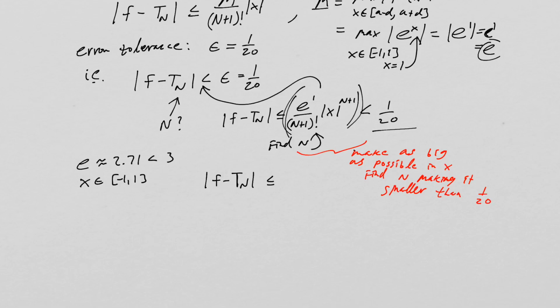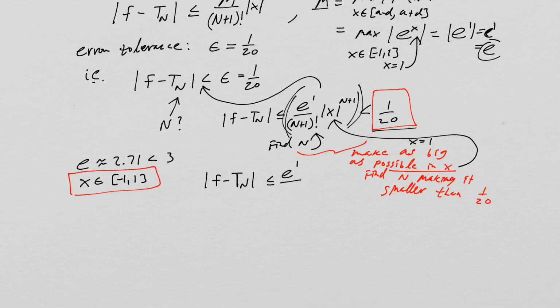So the idea here, what I wrote down just a second ago, is we want to make it as big as possible in x. We want it to cover every single x value that is possible, and we want to make that as large as possible, and then find an n that then subsequently makes it smaller than 1/20th. So clearly what I'm going to do here is plug in x equals 1. So what we have is e to the 1 over n plus 1 factorial times 1. We want that to be less than 1/20th. This is the thing we have to solve, and once we figure out how to make this inequality true, we get what we want for free, that the error is small.